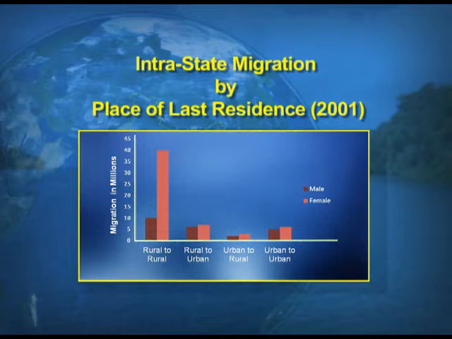Now, on this diagram, you can see rural to rural migration, which is a short distance migration. And in this stream of migration, you can see the females are outnumbering the male population. In the second stream of migration, which is rural to urban migration, in that case also the females are outnumbering the males. In the third, urban to rural, again you can see it is outnumbered by the female migration. And lastly, urban to urban migration, the females are outnumbering the males.